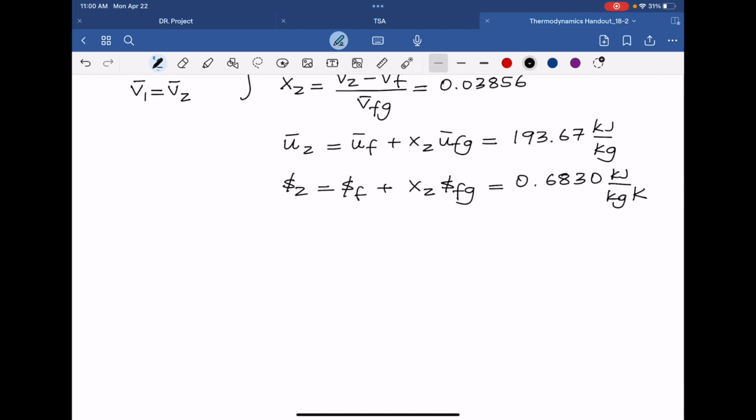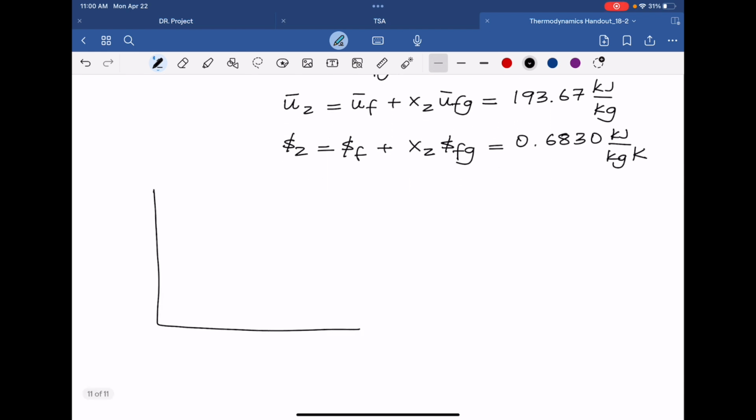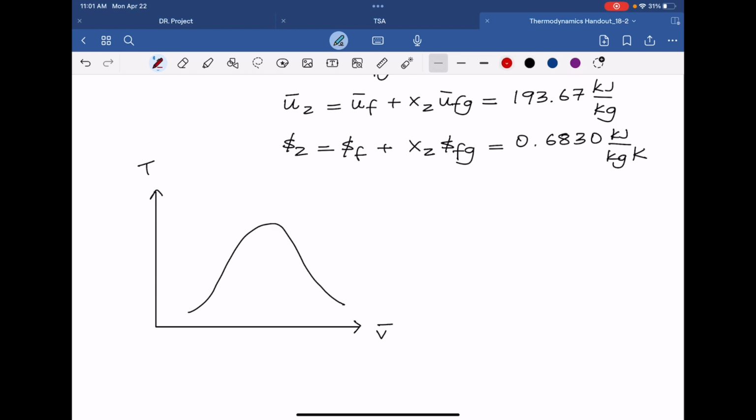Okay, so when we look at the TV diagram, and if this is our dome, right? Initially we had a saturated vapor which should be somewhere here, we don't know. At a constant volume the temperature is dropping, right? It was 100 and it dropped to 25 at a constant volume. Okay, so we had saturated vapor. Now at second state we have mixture.